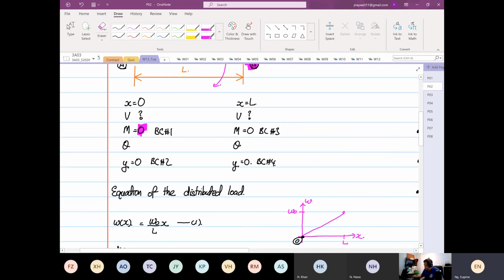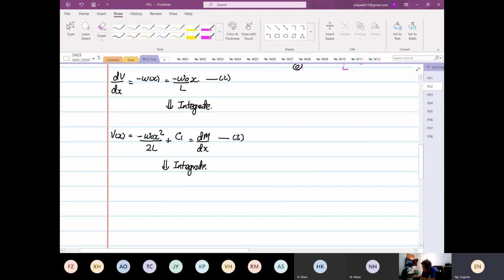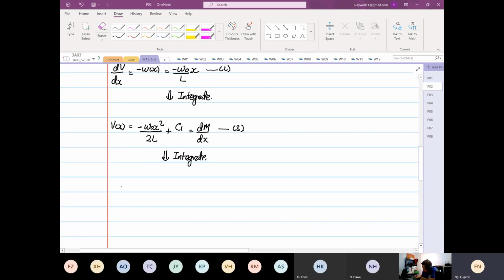So from here, we integrate the second time. We know that this entire term over here is equal to dM by dx. So we're going to integrate again. So what we have is moment as a function of x is equal to minus omega naught x cubed over 6L plus C1 x plus C2. So this is our equation number 4.